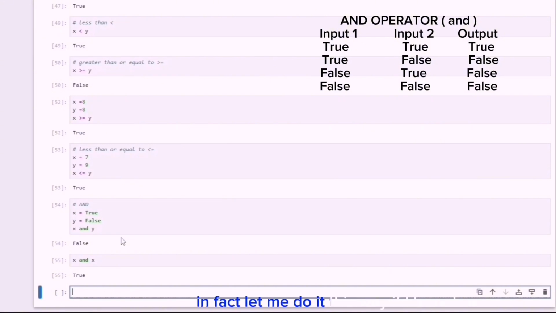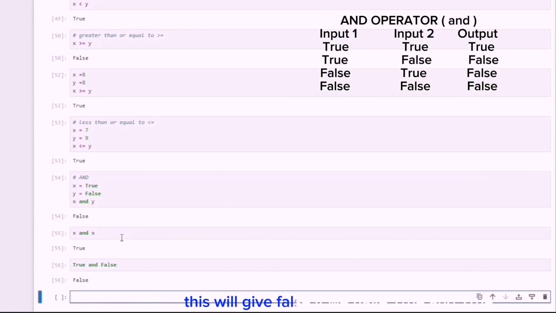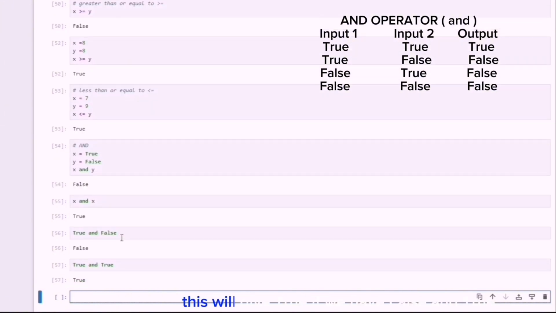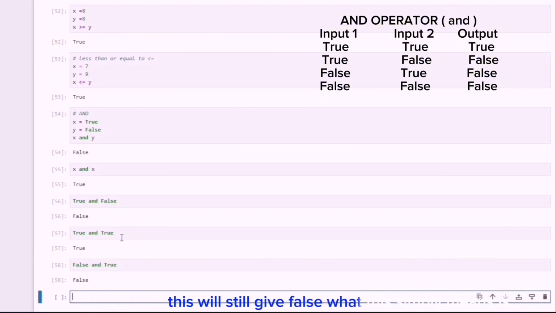In fact, let me do it this way. If I have true and false, this will give false. If we have true and true, this will give true. If we have false and true, this will still give false. What this simply means is, if the expression on this side is true and the expression on this side is false, this whole expression will become false.